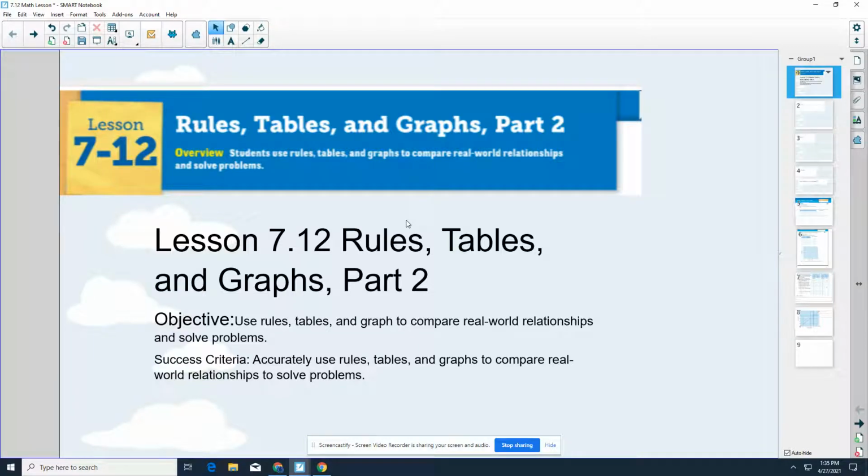Okay, today we're going to work on lesson 712, Rules, Tables, and Graphs, Part 2. So our objectives today are we want to be able to use rules, tables, and graphs to compare real-world relationships and solve problems. Success criteria, we want to be able to accurately use rules, tables, and graphs to compare real-world relationships to solve problems. So we're going to look at some of those things today.